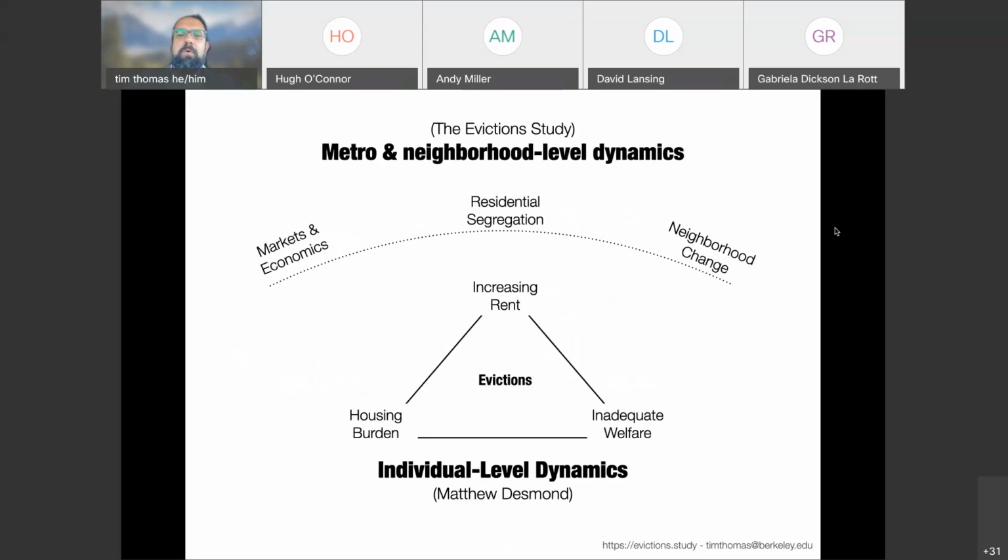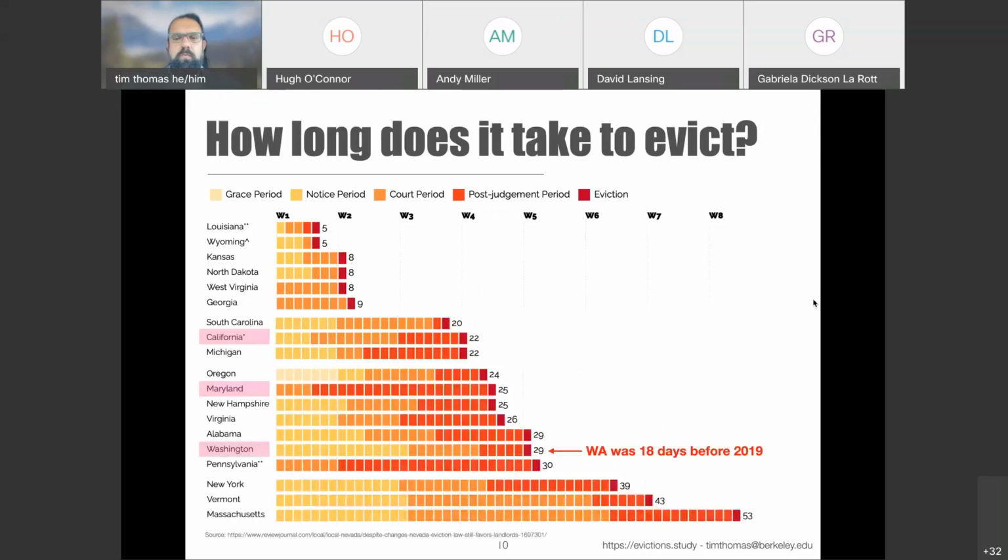And like I said before, what we do at the Eviction Study is we try to look at this overarching issue of how the markets and residential segregation and neighborhood change play a role within the dynamics of eviction. So let's first talk about what it takes to get evicted. How long does it take to get evicted?